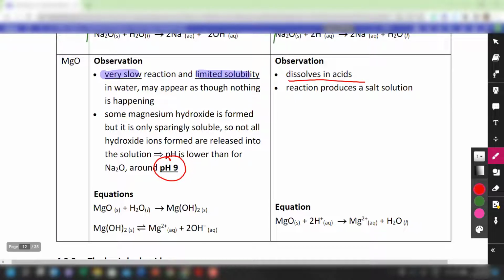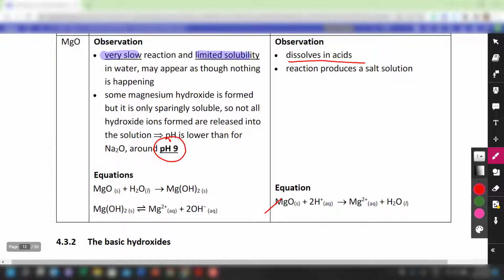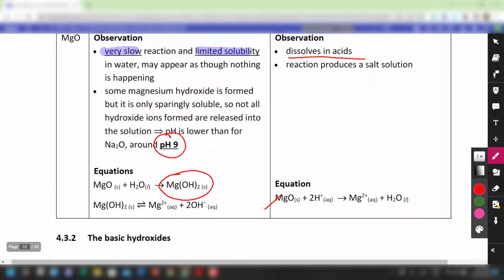So these are the two balanced equations. For MgO, the production of magnesium hydroxide results in a solid compound, and magnesium hydroxide partially ionizes in water to give Mg2+ and OH-. Because of the low concentration of OH-, that explains why the pH is quite low.